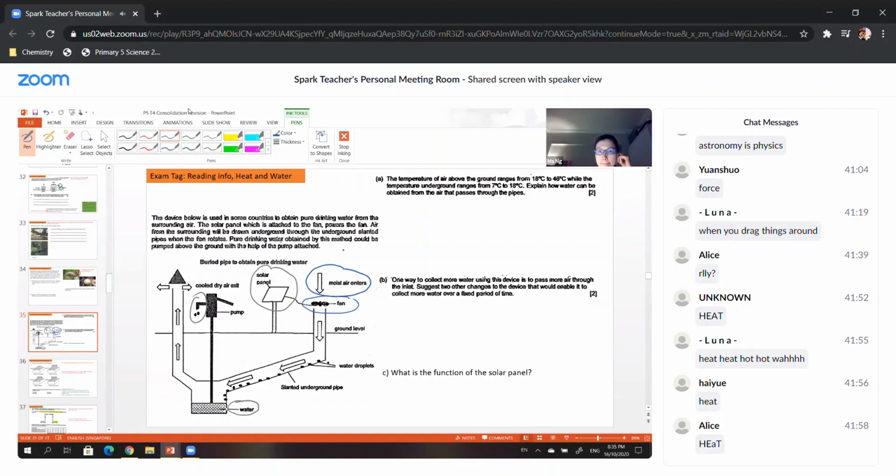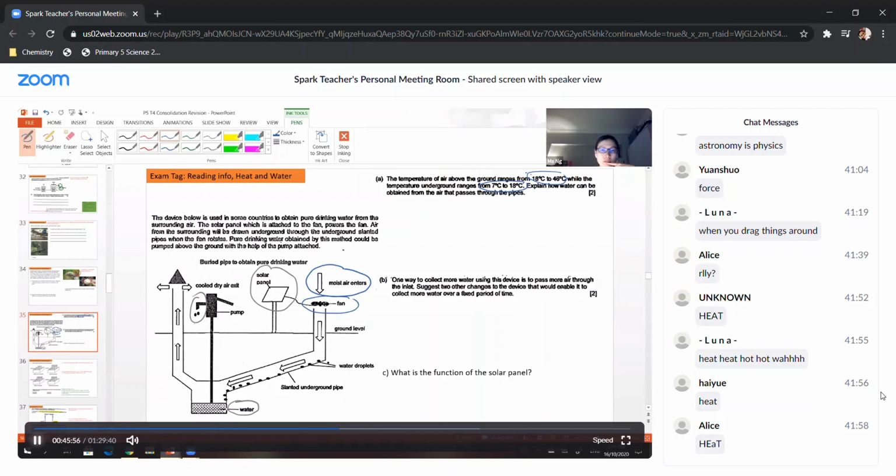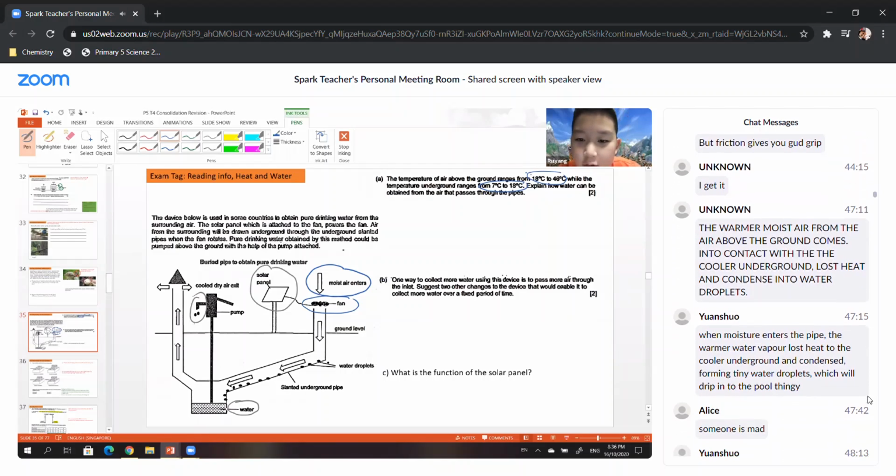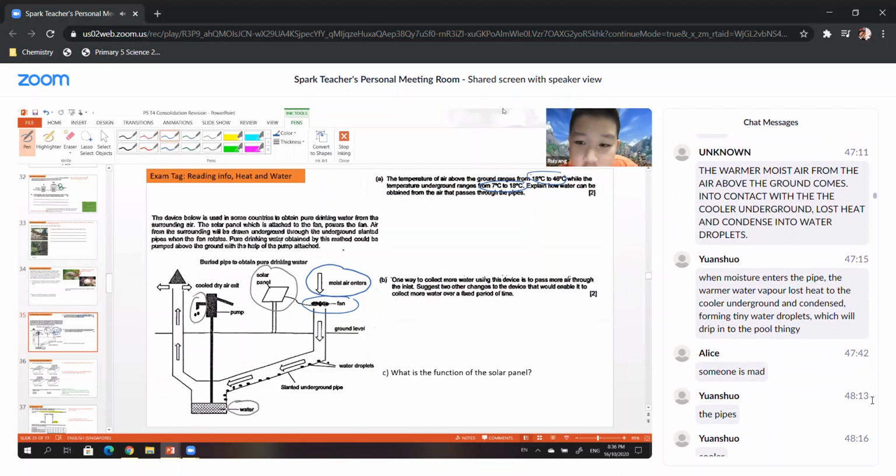Come on, give it a try. So just take note of these. They tell you that the underground is cooler than the above ground. Yep. There is a purpose to that. Yep. The cooler.